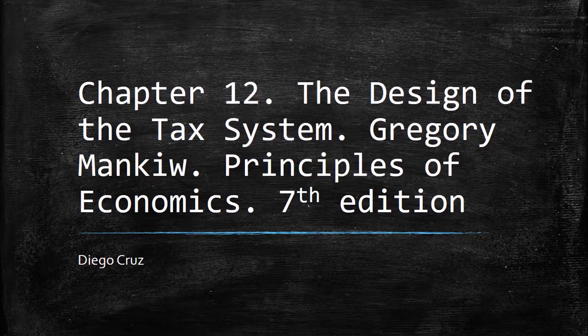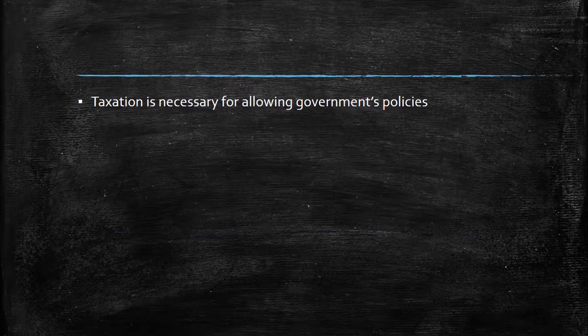This is about chapter 12, the design of the tax system. This is from Gregory Mankiw's Principles of Economics, 7th edition. First, we need to figure out that taxation is necessary for allowing government policies. Basically, the government needs money in order to spend. So how do they receive this money? They receive it through taxes.